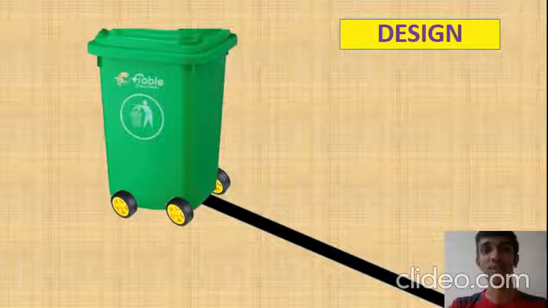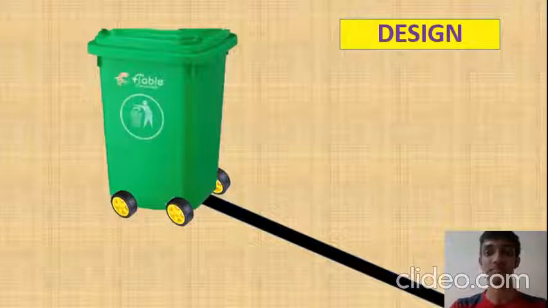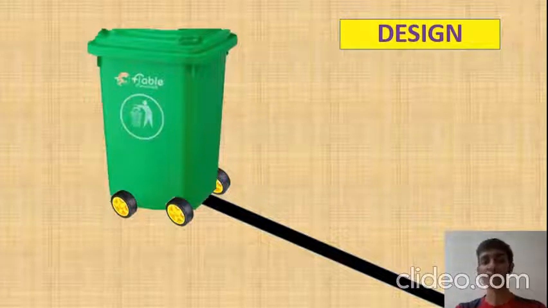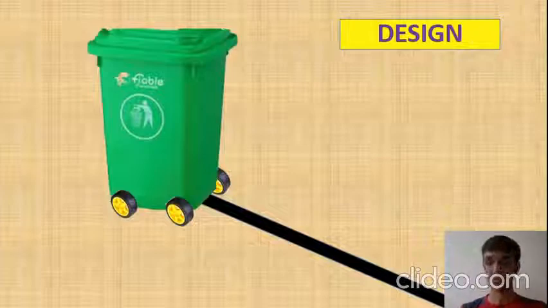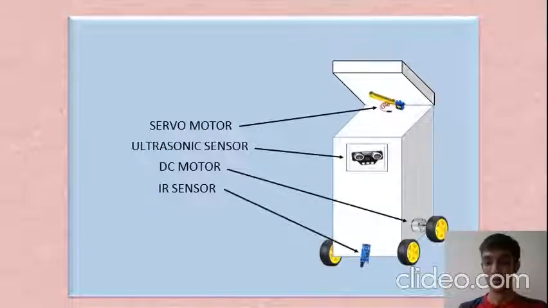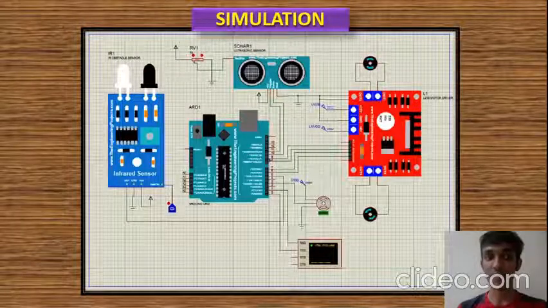The design of the Technobin is as follows on your screen. Here the dustbin is following a black lined path which is taped around the campus or the area. The Technobin consists of several motors and sensors through which we are able to make it an automated machine. The simulation and the circuit diagram of the project is as follows.